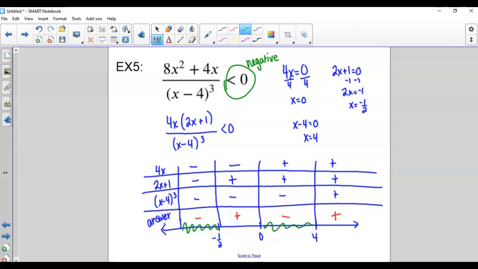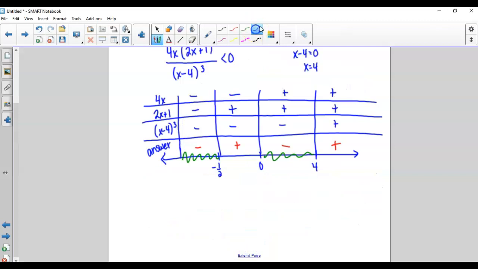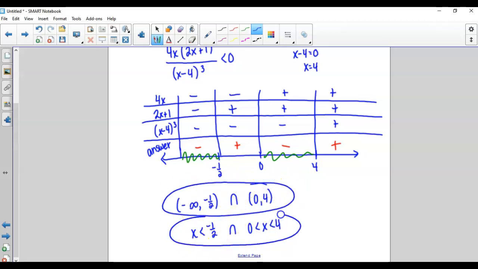And so for our answer here, if we're using interval notation, we'll have negative infinity up to negative 1/2, and 0 to 4. I think it's easier when you don't have the or equal to. You don't have to worry about excluded values because you're not going to include any of them anyway. If you want to write this in inequality notation, x is less than negative 1/2 and 0 is less than x less than 4. And so those are your answers for these.